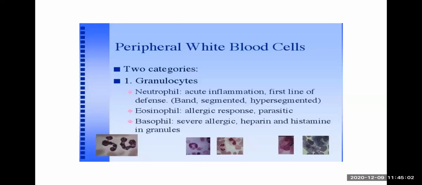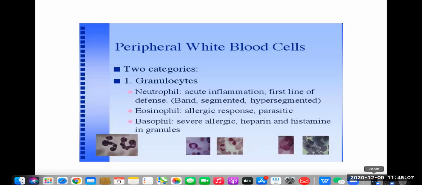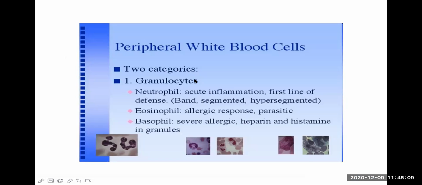Now to discuss this in a bit of detail, so let's talk about it now. Peripheral white blood cells are divided into 2 categories roughly. First is granulocyte, and among them, neutrophil, eosinophil, and basophil are the types. So neutrophil is usually seen in acute inflammation or infection, and they are the first line of defense. Whenever there is entry of any microorganism, neutrophil will reach there and try to neutralize that.